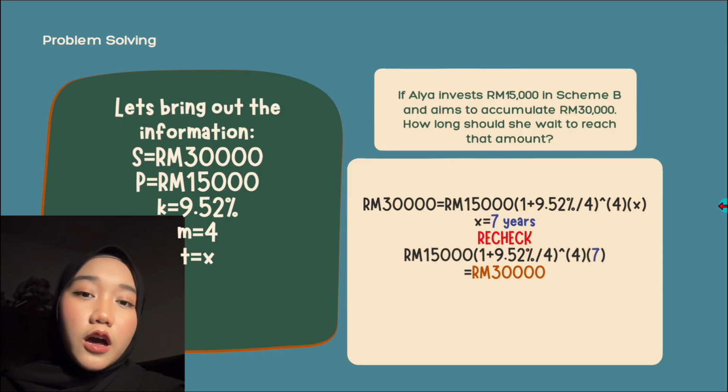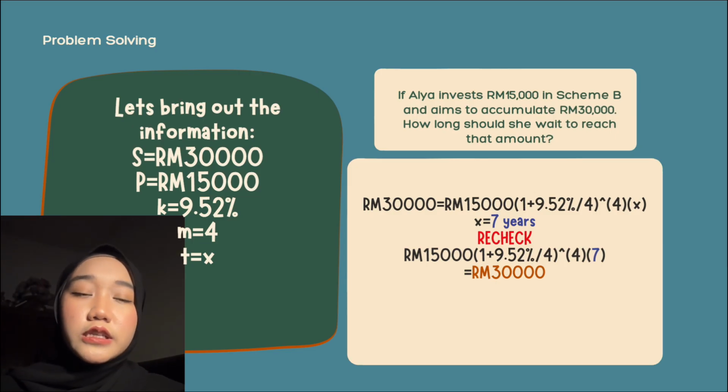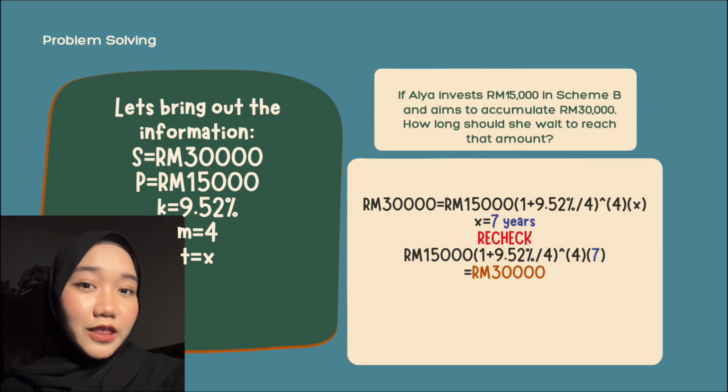So, how to check the years, which is the time, like the information we put, and you will get the X is 7 years. How to recheck it? You may put all the answer in a calculator and then put 7 in a bracket, and you will get the final answer is 30,000 ringgit.